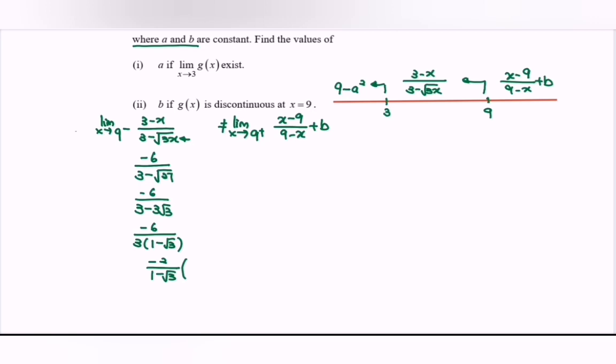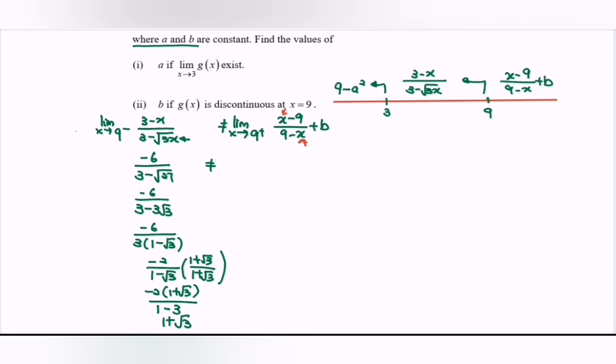Multiply by the conjugate, 1 plus the square root of 3, over 1 plus the square root of 3. So we have negative 2 bracket 1 plus the square root of 3 over 1 minus 3, which equals negative 2. Then finally we have 1 plus the square root of 3 for the left hand side. Focus on the right hand side. Kindly substitute the 9. Then we have 9 minus 9, 0, and 9 minus 9, 0, which is the indeterminate form.